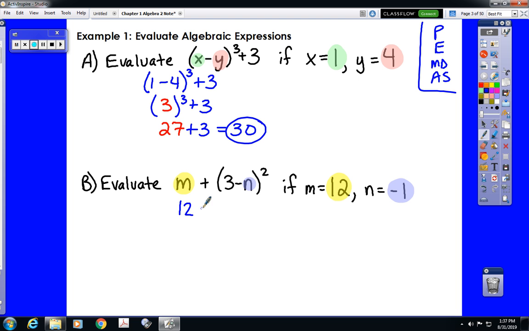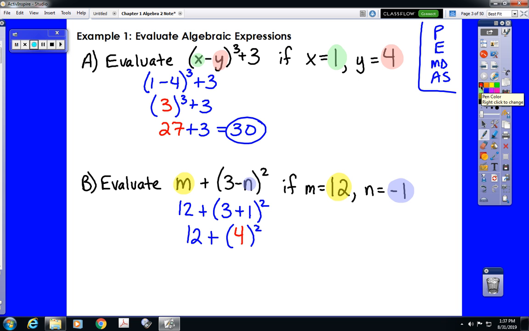So we plug in 12 plus 3 minus negative 1 quantity squared. When we subtract a negative 1, that gives us two negatives in a row, which becomes a positive. We would start by simplifying the parentheses. 3 plus 1 is 4. So we have 12 plus 4 squared.